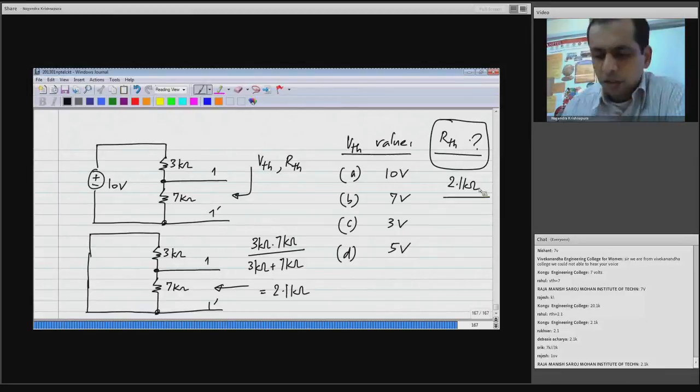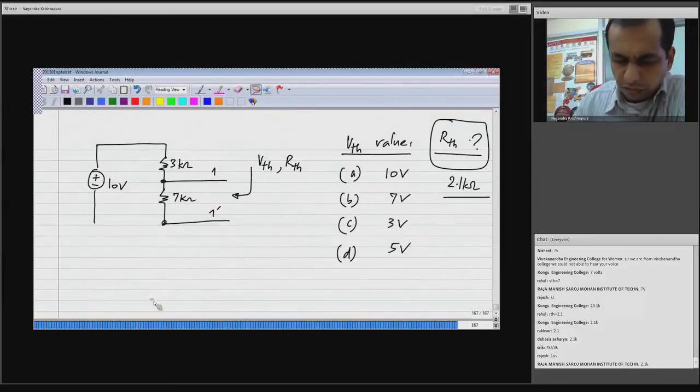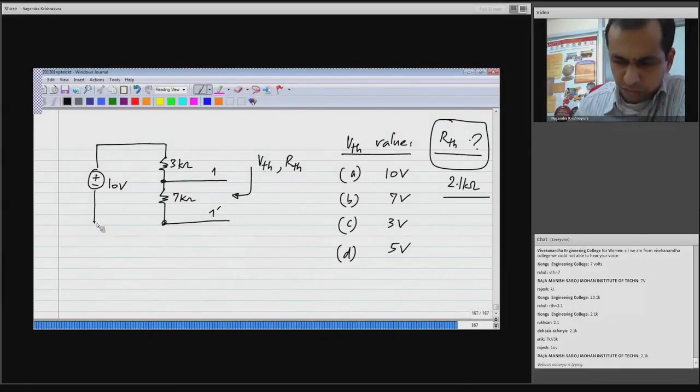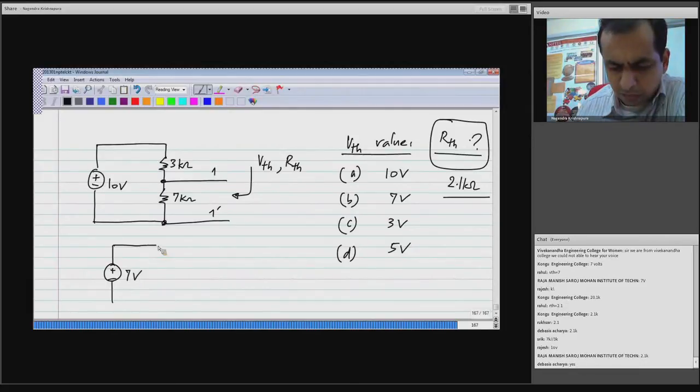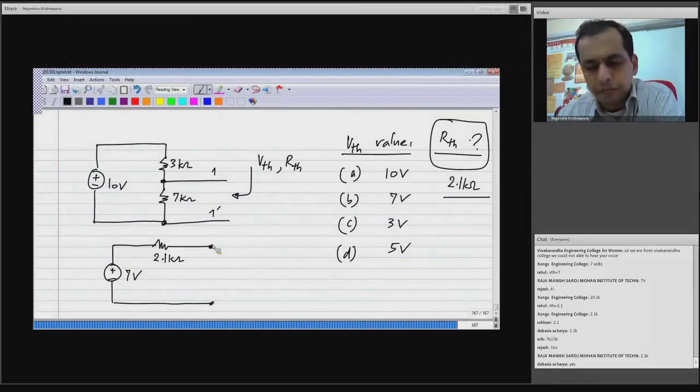Okay. So what it means is that this entire circuit can be replaced by a 7 volt voltage source in series with a 2.1 kilo ohm resistance. Okay, is this part clear?